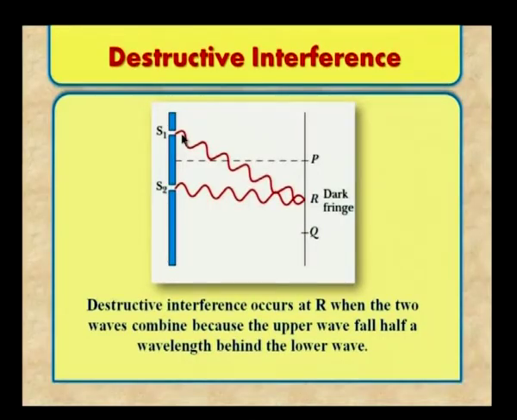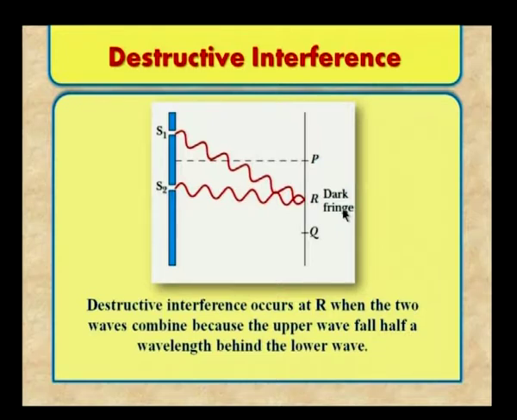So, a crest meeting a crest or a trough meeting a trough, these two will lead to constructive interference. On the other hand, what is the other possibility? A crest is meeting a trough, that is the third case. If the trough and crest meet each other, that will lead to a displacement of 0 here, that will lead to a dark fringe.